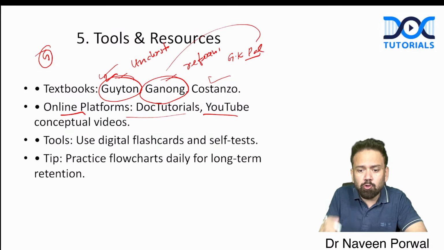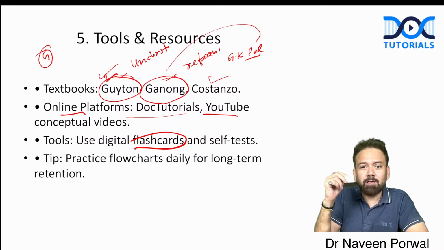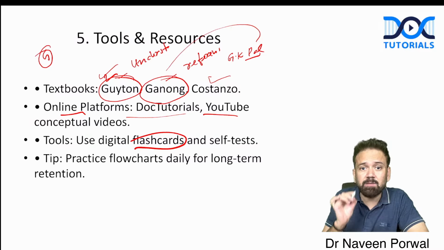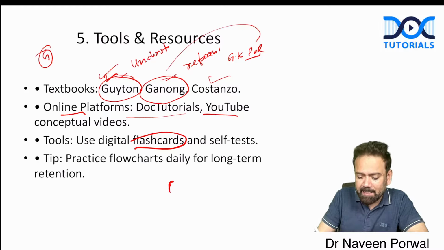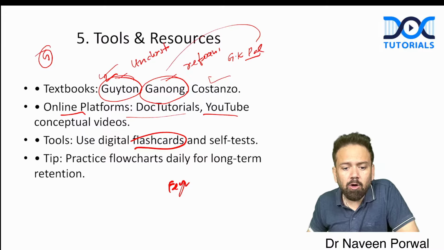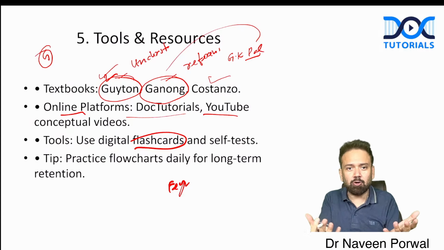Okay. And also there are flashcards, for example BP regulation in the form of a beautiful flashcard, self test. And the tip is that you should practice flowcharts. It is called the Feynman technique. Feynman was a scientist. He was a Nobel laureate. He always said, if you want to study something, always teach that topic.